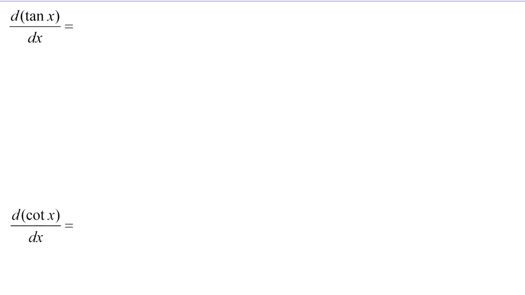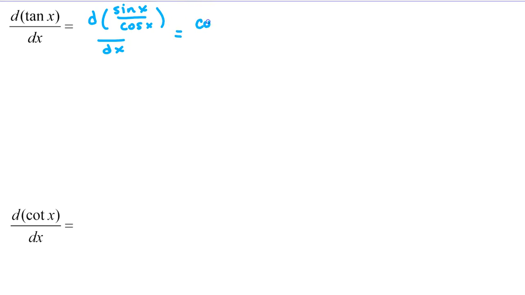Okay, now we have 4 more derivatives to figure out, and I'm going to just prove these based on the other 2. So we know that tangent of x is equivalent to sine of x over cosine of x. That's one of our identities that we did learn. And that is a quotient. So I'm going to find the derivative using the quotient rule.